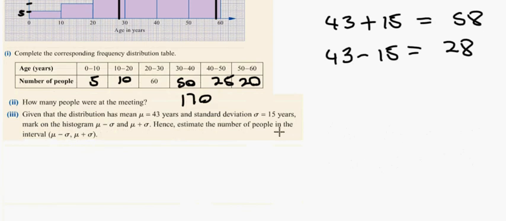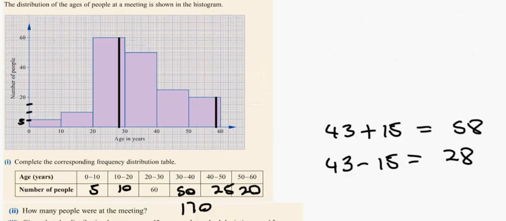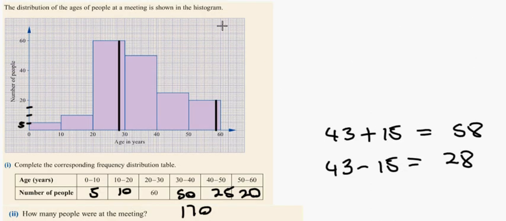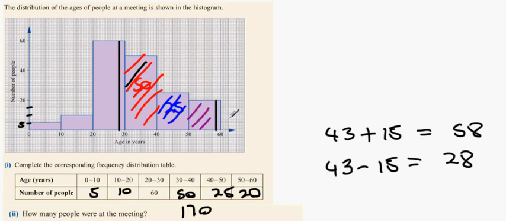Hence, estimate the number of people in between 28 and 58. To make a start on it, the number of people in the red rectangle: basically in the red rectangle there's going to be 50 people. In the blue rectangle, which is 40 to 50, there's 25 people. Now the problem is with the purple rectangle, there was meant to be 20 people, but we haven't got the full portion of 20.